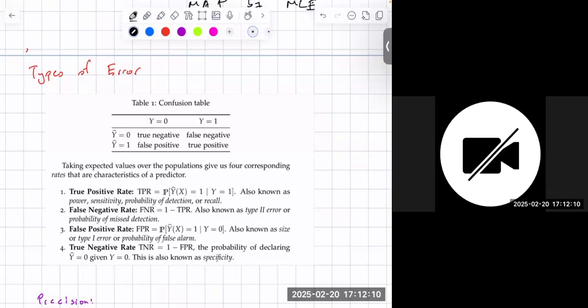And apparently, they also say power, sensitivity, probability of detection. That's the first word that you will commonly hear to be used. Second one is false negative rate. To me, these words make the most sense. True positive, true negative, false positive.